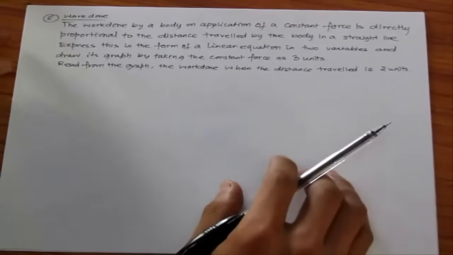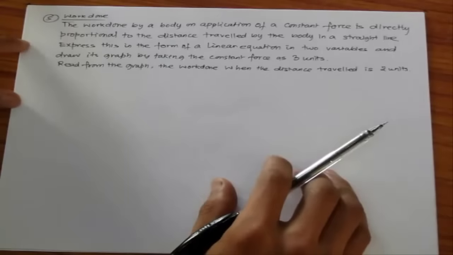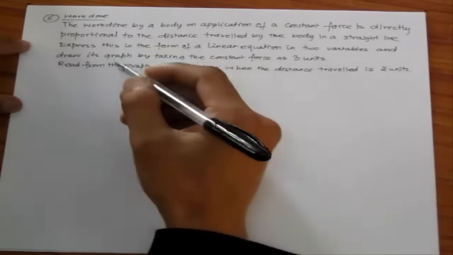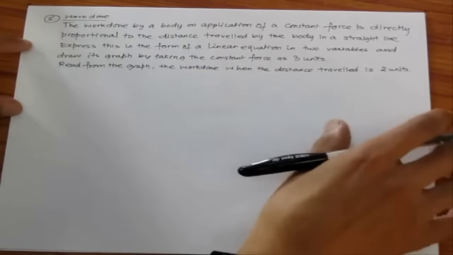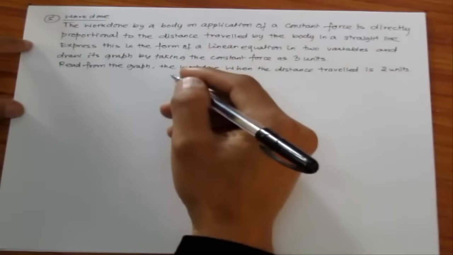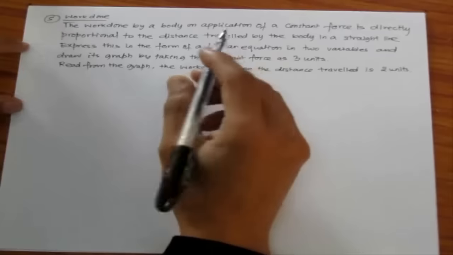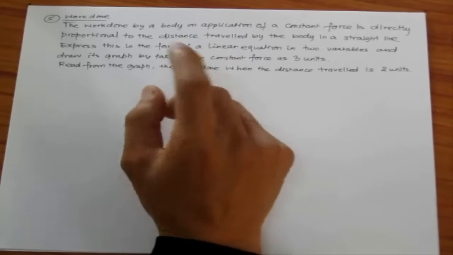So the next word problem is work done. Now the same thing we have done with the taxi fare. Now next the problem is work done. It's also very easy. Now we're going to read the question carefully first.